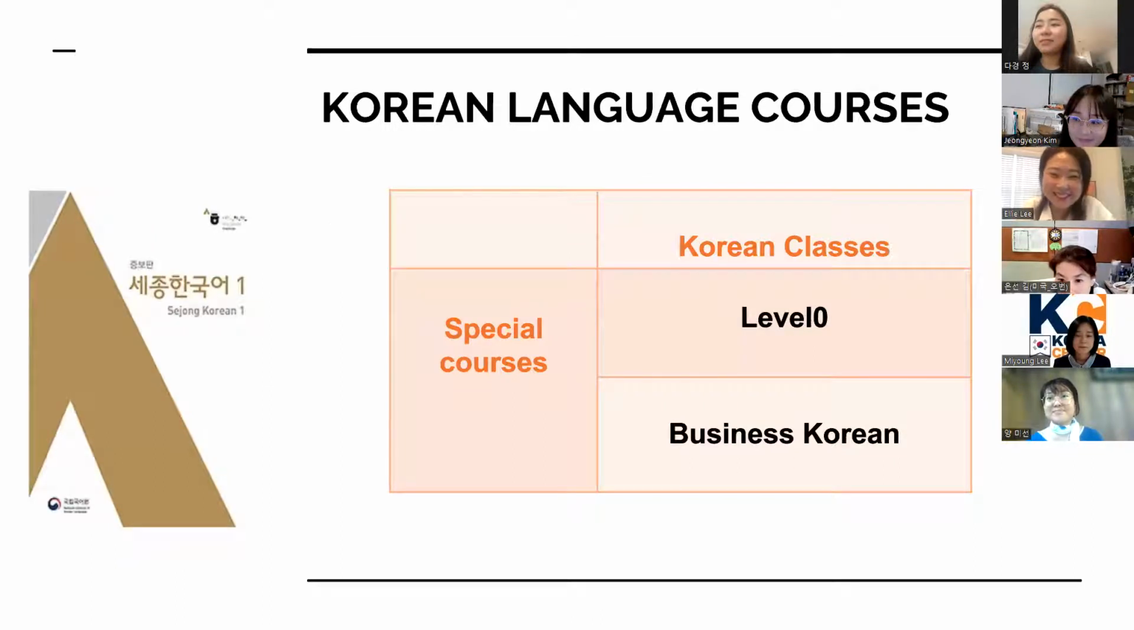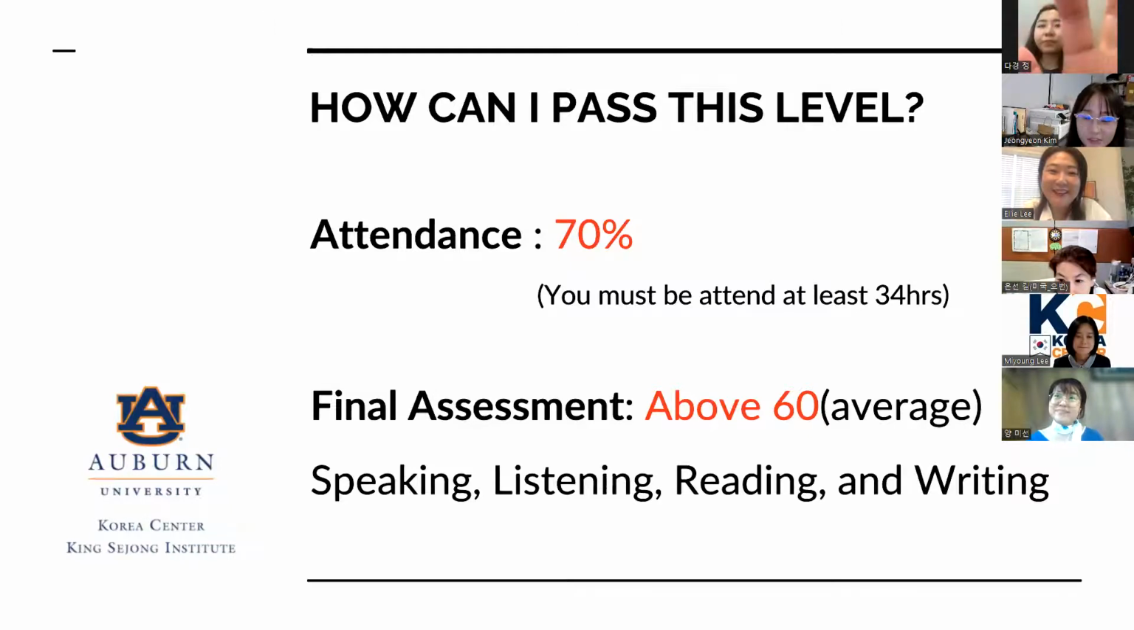Okay, next, this is the most important. How can I pass the level? In order to pass your currently enrolled level, there are two requirements we expect you to complete. The first one is attendance. You need over 70% attendance, and it's 34 hours total. Even if you pass your final exam, if you don't meet this attendance requirement, you're not able to move up to the next level. Okay? So please keep this in mind.